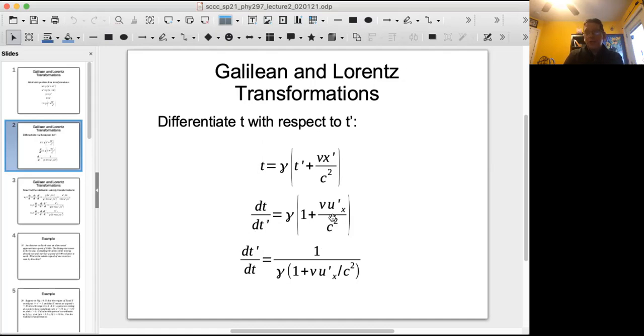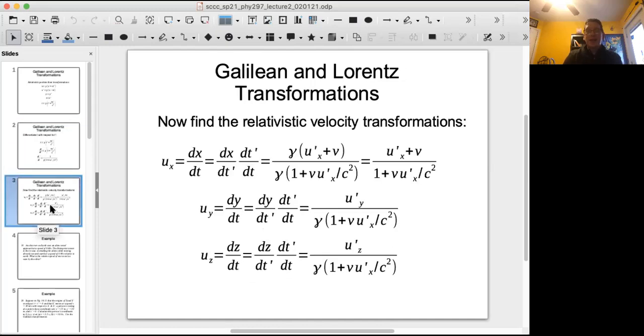We're going to flip that over, which is basically equivalent to inverting this. So we have 1 over this factor gamma times, in parentheses, 1 plus v u prime x divided by c squared. And that enables us to get values for the x, y, and z components of the third object's velocity with respect to observer O if we know those coordinates with respect to O prime and we know the velocity v. So ux is equal to dx over dt, which is equivalent to dx over dt prime times dt prime over dt.